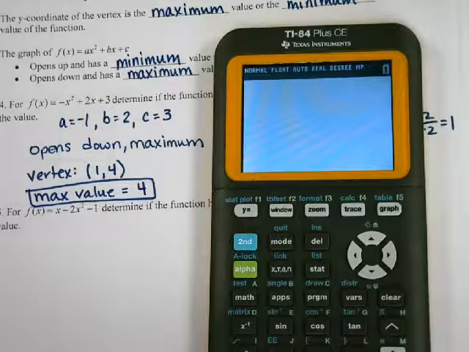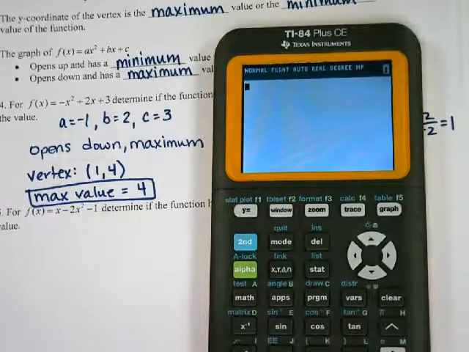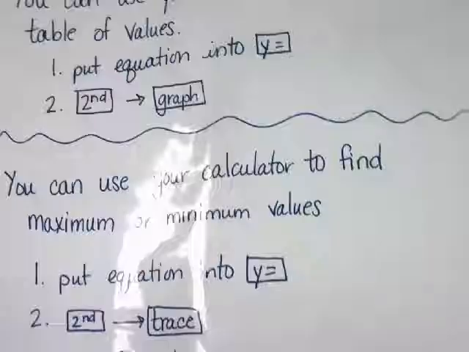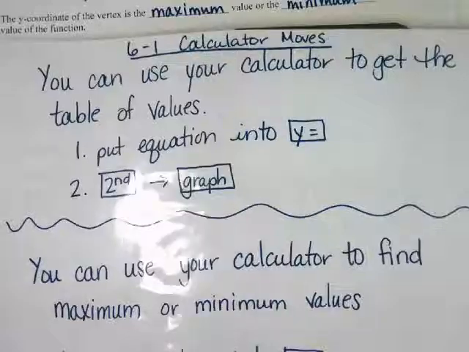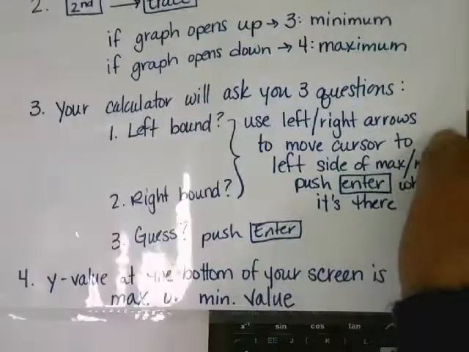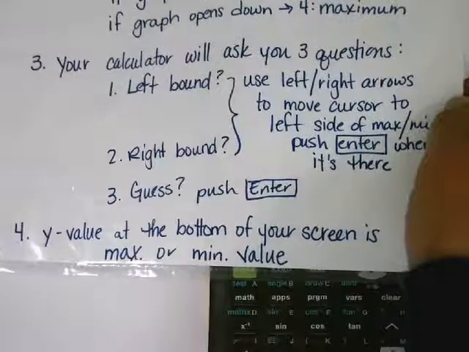There is another sheet there on Canvas that says calculator moves, and it tells you all about which ones to do. It gives you a nice pretty picture, tells you which way to go. Okay? Tells you which buttons to push. It's called TAG 61 calculator moves. But there's a whole document there. I wrote it out. Tells you which buttons to push. The Y value at the bottom of your screen is the max or the minimum value. Okay?